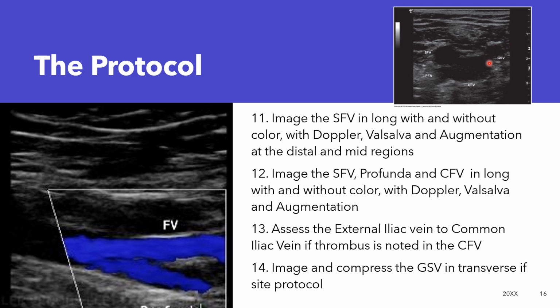So if your site requests, you can absolutely evaluate that greater saphenous vein all the way from the ankle until it anastomoses with the common femoral. However, because it's considered a superficial vein, many site protocols do not require it, so that would be something to consult with your lead tech or your radiologist on. And ultimately, in a very normal exam, that's how you would proceed.